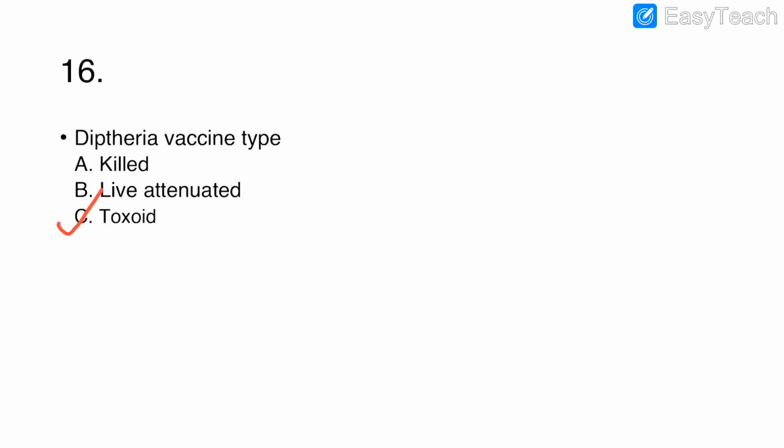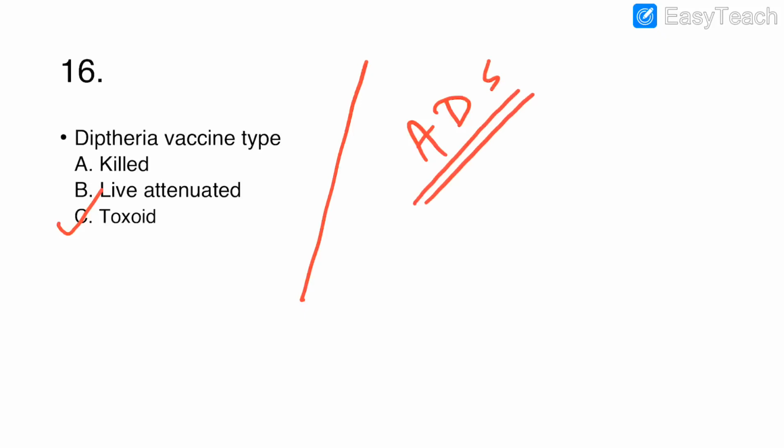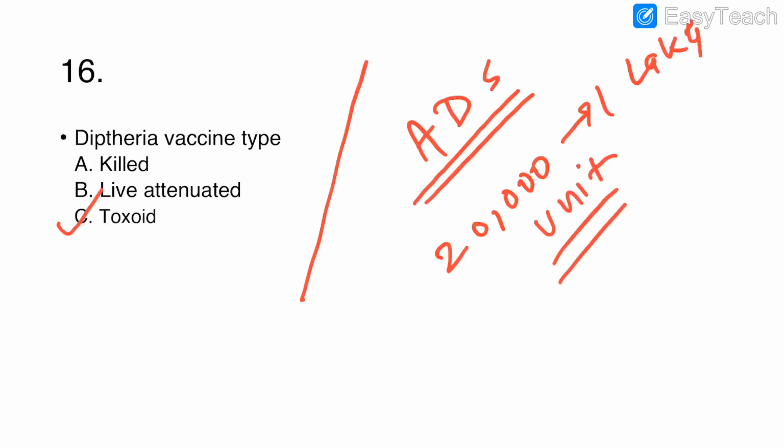Toxoid. But if somebody asks what is the treatment of choice for diphtheria, the treatment of choice is ADS. And what is ADS? Anti-diphtheric serum, and it can go from 20,000 to 1 lakh units according to the severity of the disease. So what you are using in the vaccine is a toxoid, but anti-diphtheric serum is the treatment of choice.